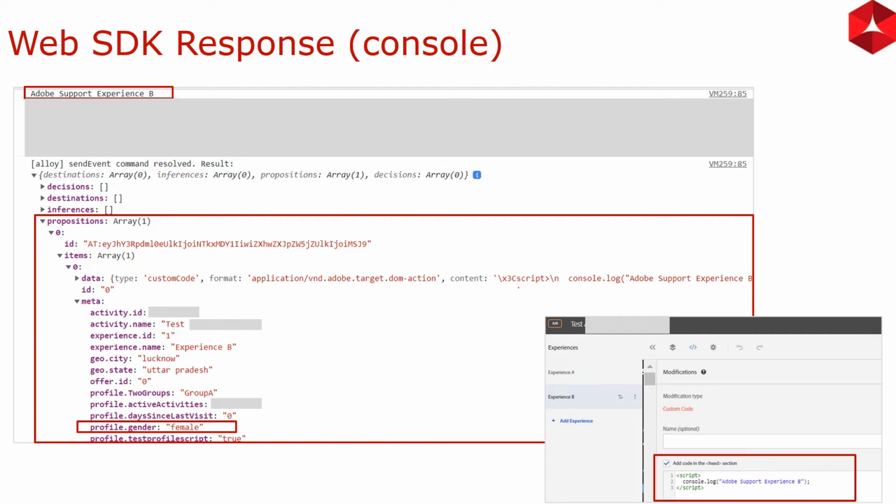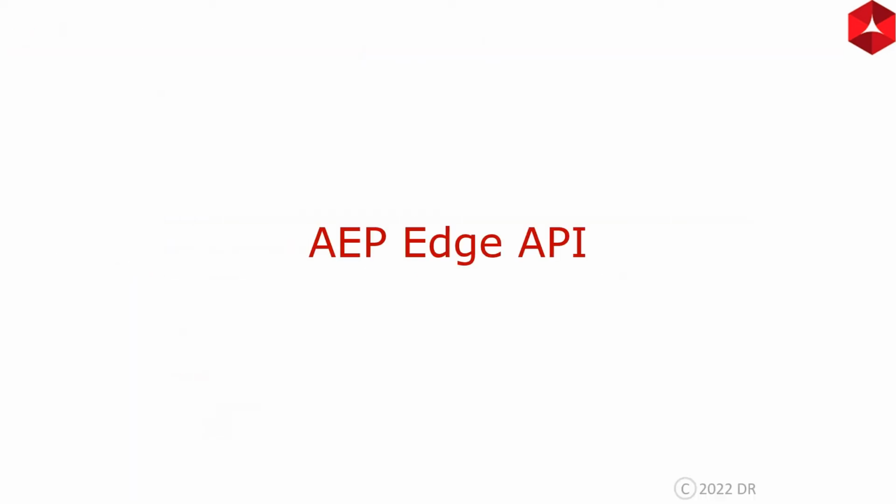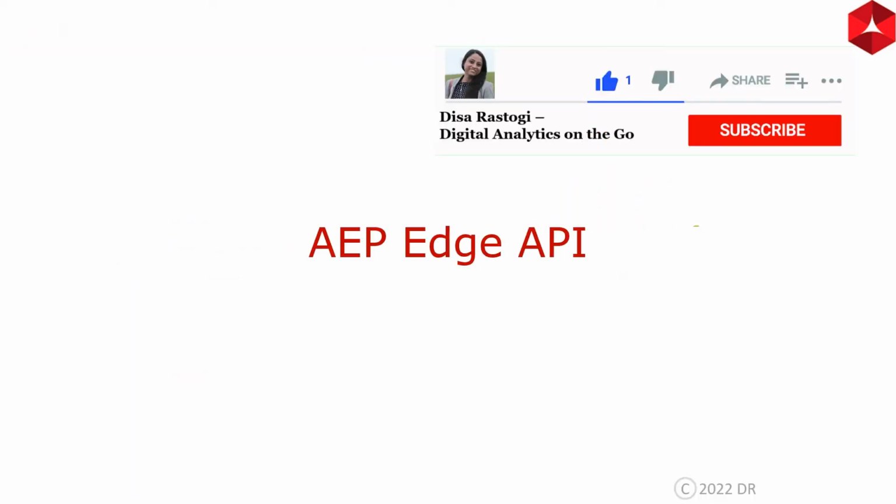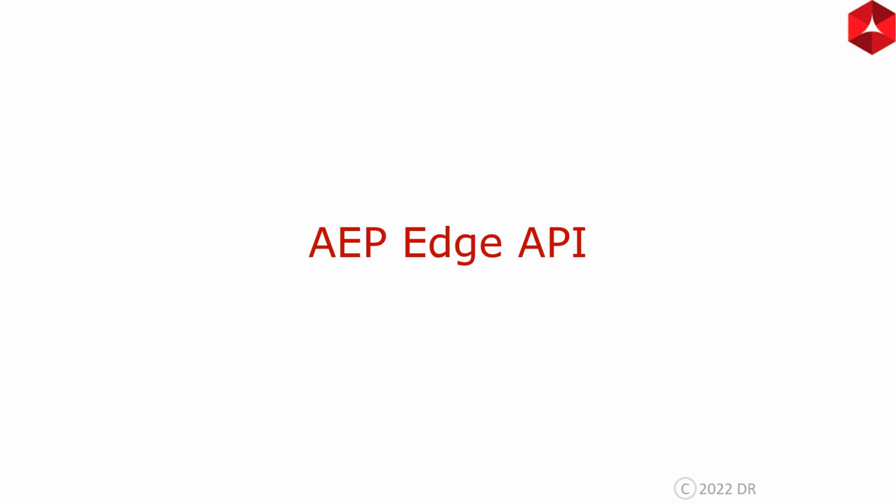And if you look at the response tokens for that activity, you will see the appropriate values also, in case you have enabled the response token for the profile parameter. So this is how it will work with Web SDK. So now we will look at the Edge API method for sending these attributes, profile or recommendation to Adobe Target.